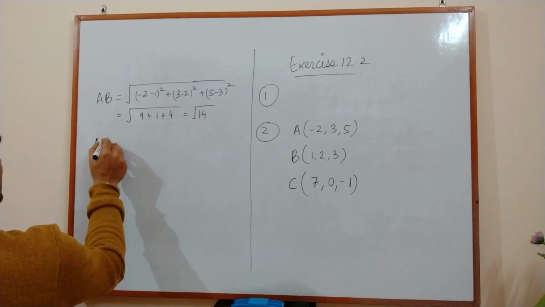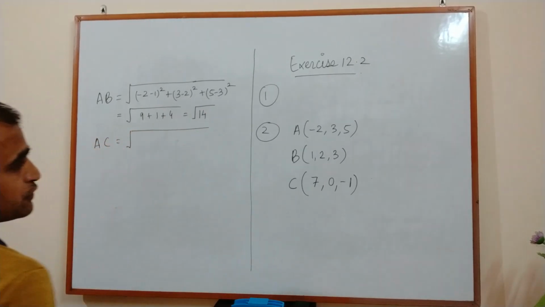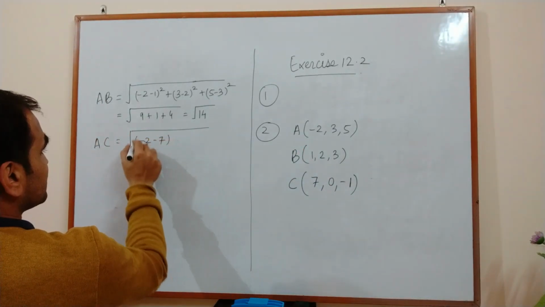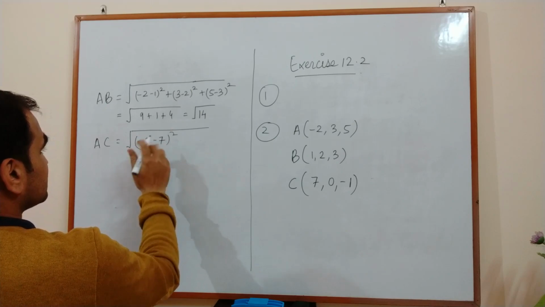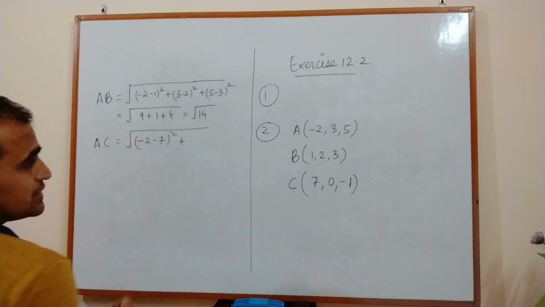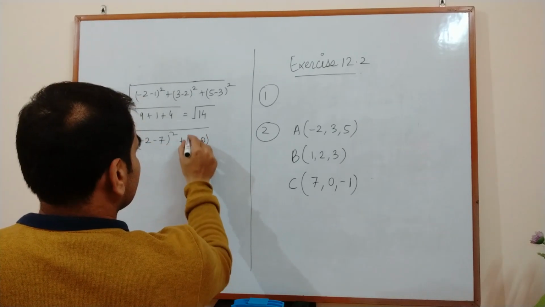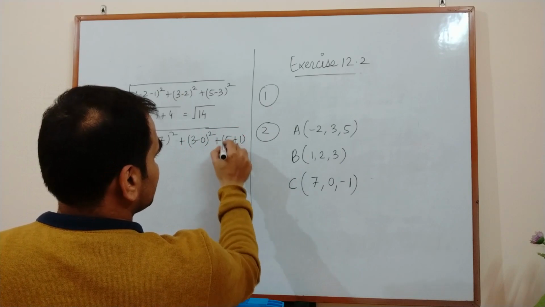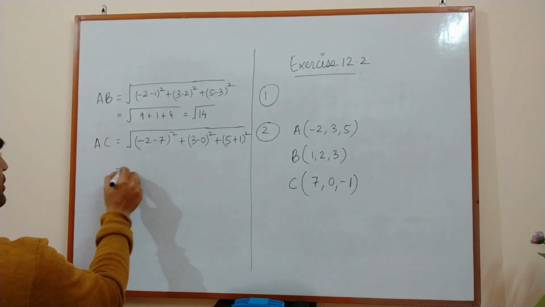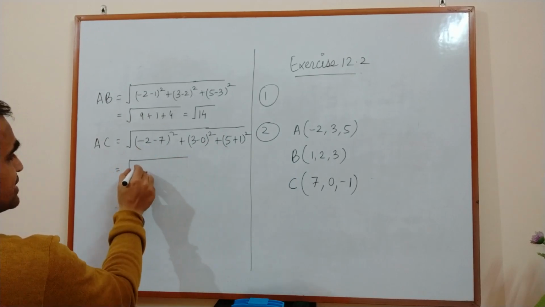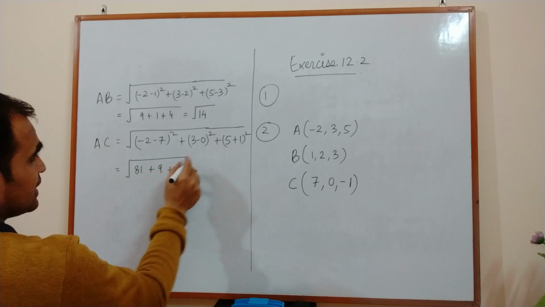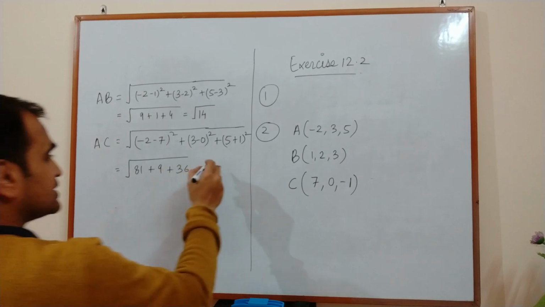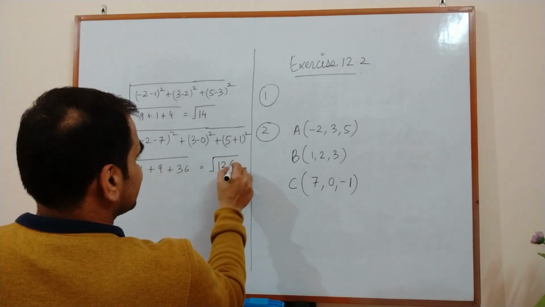Okay, next is the AC distance. To calculate it, (x1 minus x2) whole square, that is (-2 minus 7) whole square, plus (3 minus 0) whole square, plus (5 minus (-1)) whole square. This value is 9 squared, 81, plus 3 squared, 9, and 5 plus 1 is 6, that is 36. So 81 plus 9 is 90, and adding 36 gives 126.